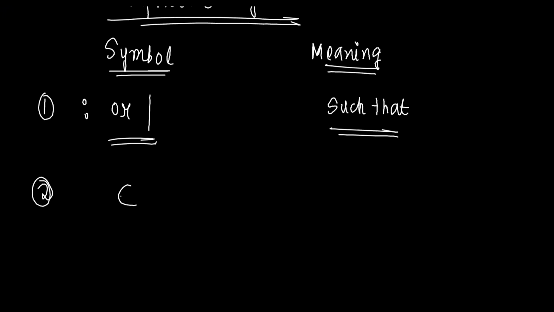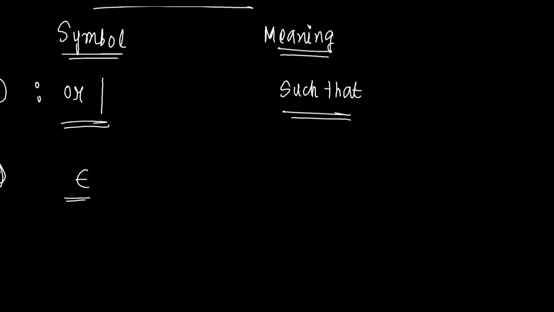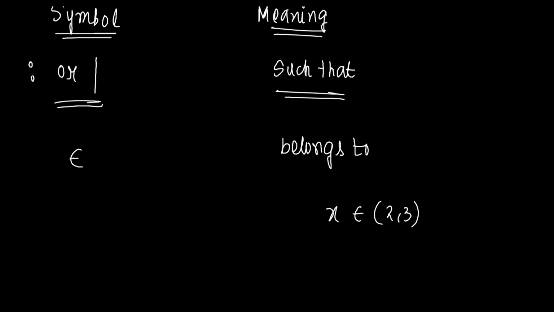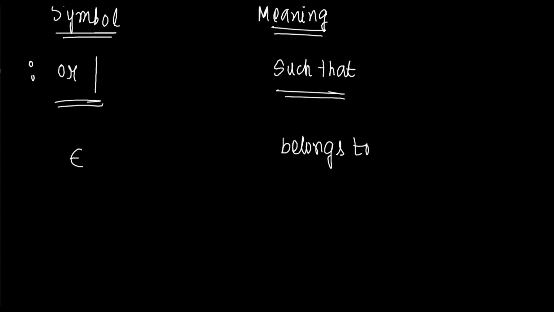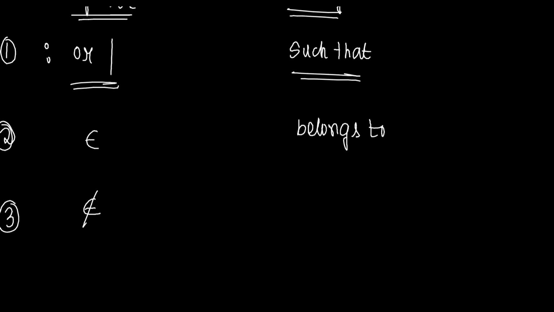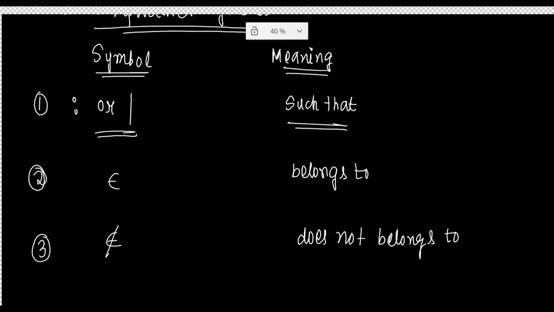The next symbol that we have is like this. Now this looks like the epsilon that we have learned in physics also. In maths, this symbol represents the meaning belongs to. Okay. If I write that x belongs to 2, 3 like this, you can see that this symbol represents belongs to, that x belongs to this interval. Okay. Belongs to. And the next symbol is just the opposite of this. In set theory, this is enough. So the next symbol we have is does not belong. Okay. So these three are the important symbols.